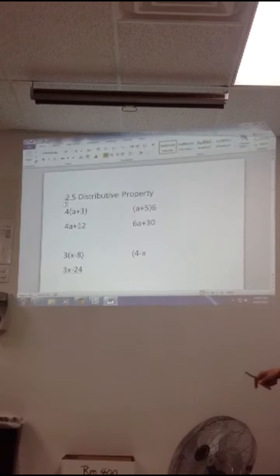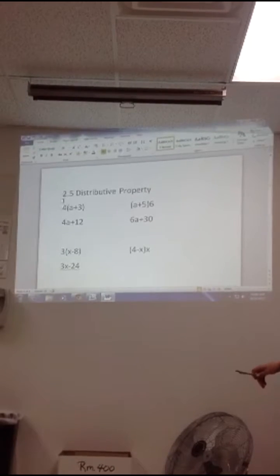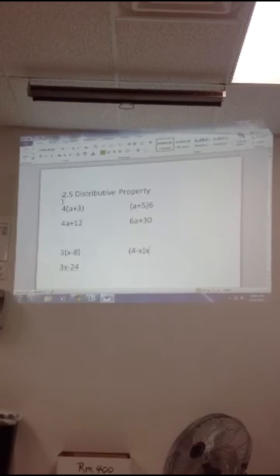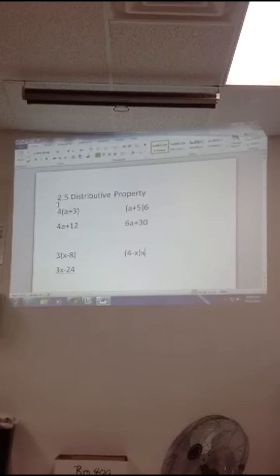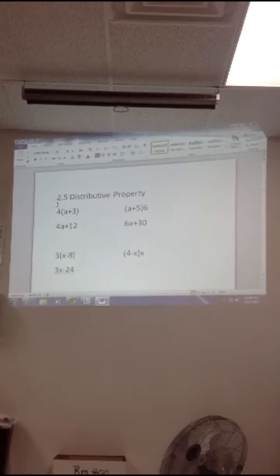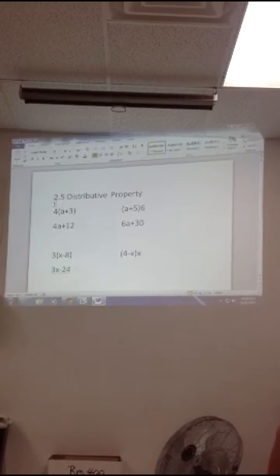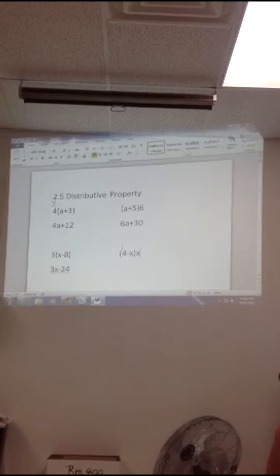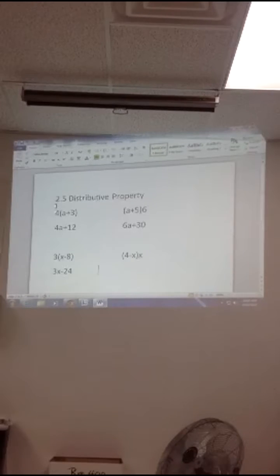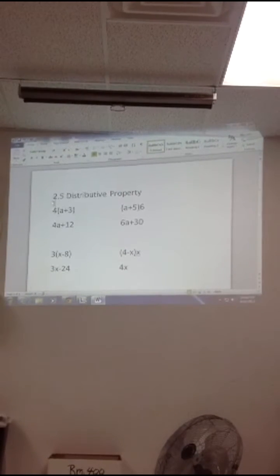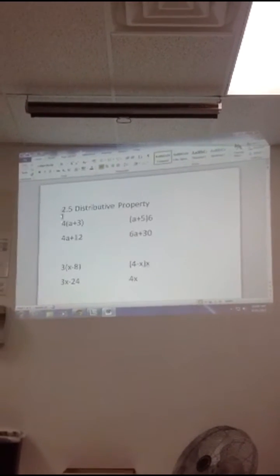Okay? Here's the next example. A little more trickery. 4 minus x times x. Oh, so now our distributed term is a variable. It's the exact same concept. So the first thing that I have to multiply is what times what? X times 4, which is 4x. And the next thing I distribute is what? X times negative x.